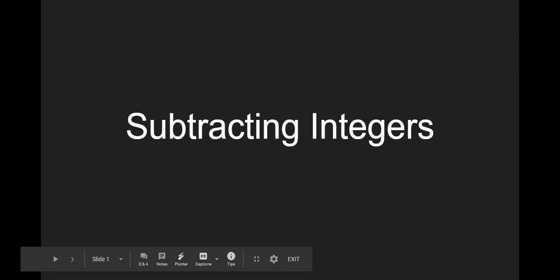Let's talk about how to subtract integers. Let's take this as an example: -4 minus a -3. Look at the negative as meaning the opposite of. So this statement really says -4 and the opposite of -3.